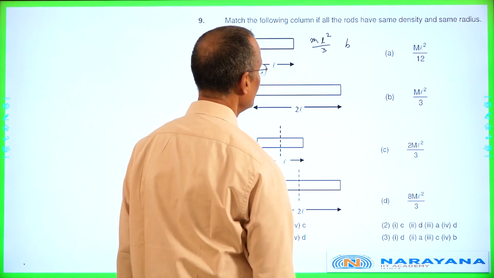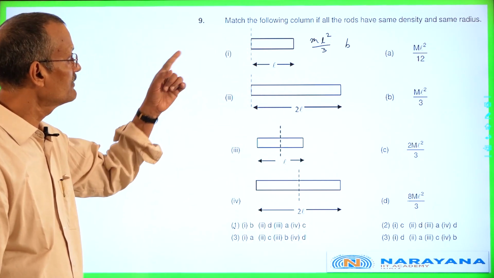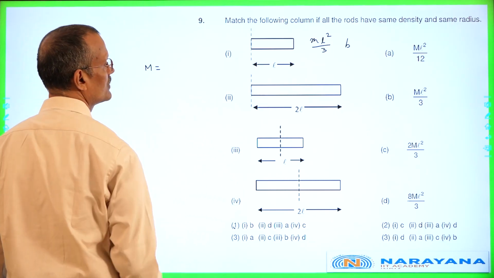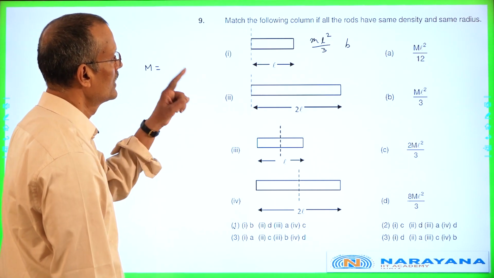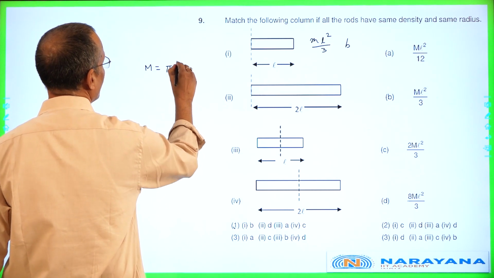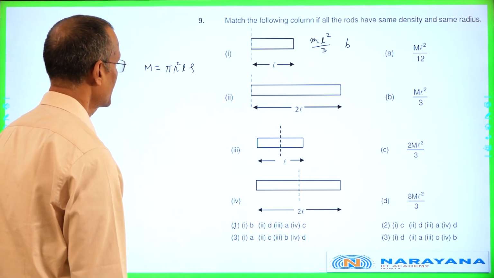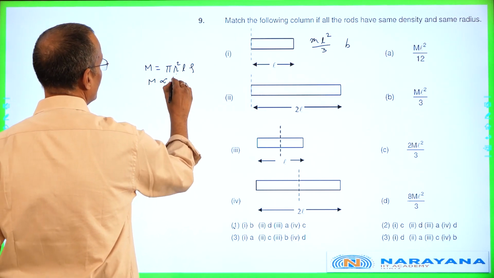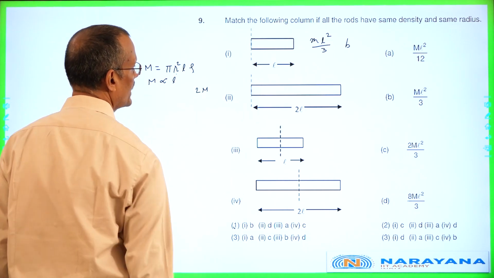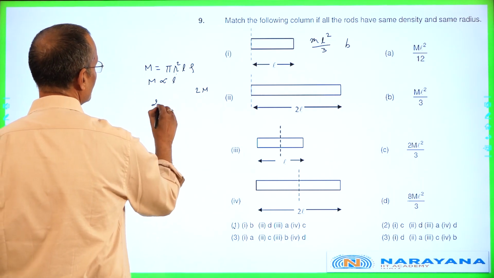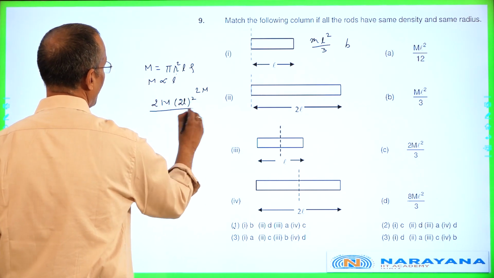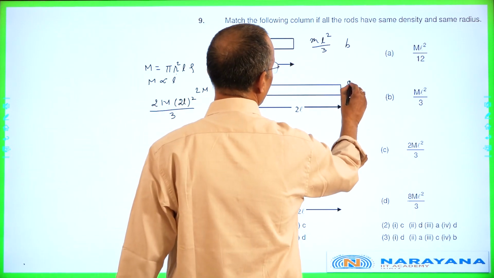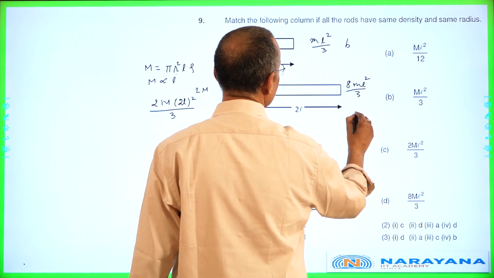Here again ml square by 3, but the length they have given you is 2L. They have given you that the rods have the same density and same radius. If you go for the mass of the rod, M will be equal to the cross sectional area into length, the volume is pi r square L, times rho. They are telling you same radius, same density, so this is the same. So m is proportional to length, length is twice, so its mass will be 2m. Again the formula will be ml square by 3, so 2m into 2L whole square by 3. So you are getting 8 ml square by 3. It will be 8 ml square by 3, check it, it is D.